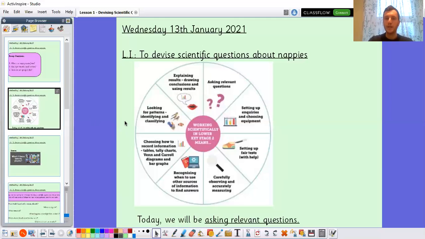Now, as always, we focus on a different scientific skill each lesson. And they all come from the same wheel that you can see here. Today, because we're devising scientific questions, it links to this part of the wheel here, asking relevant questions. And that's what we're going to be doing today.